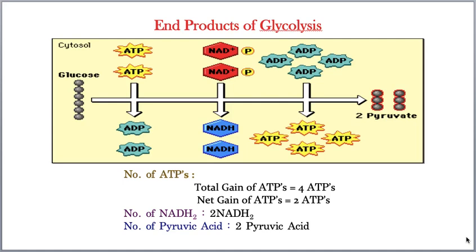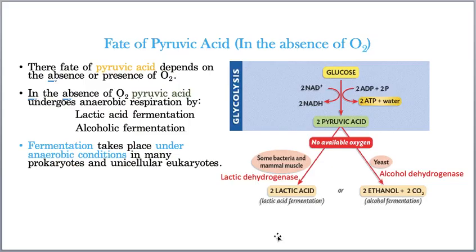Okay? Now let us take, what is the end product of glycolysis? 2 pyruvic acids. Now let us take what is the fate. Uska nasib kya hai? Pyruvic acid fate. And pyruvic acid fate always depends upon the presence or absence of oxygen. That means oxygen decides the fate of the pyruvic acid.